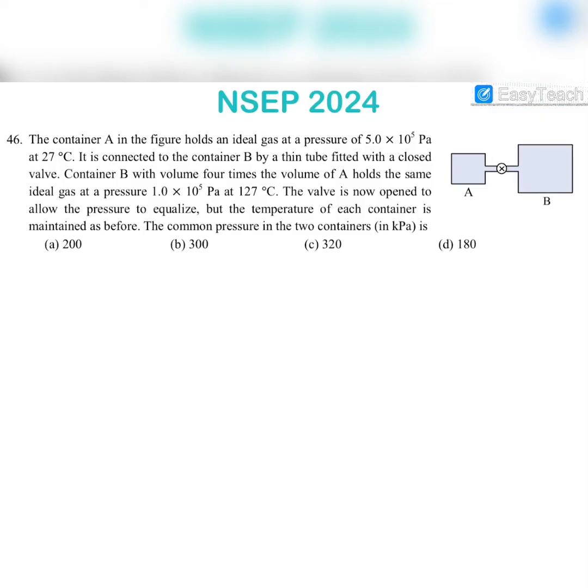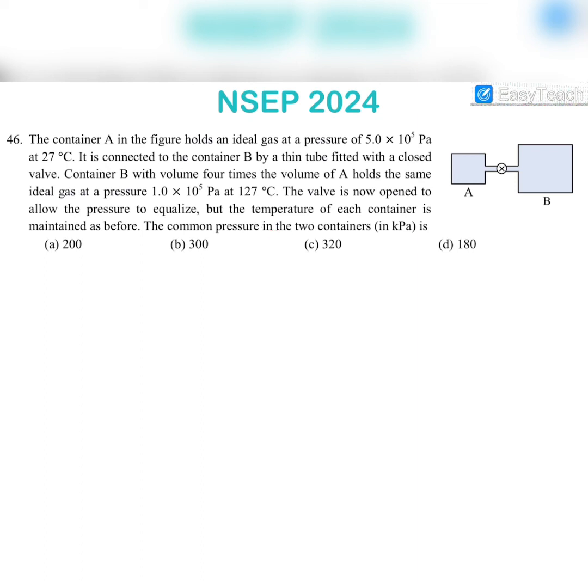In this question, there is a container A which has an ideal gas at a pressure of 5 into 10 raised to power 5 pascals at 27 degrees Celsius. And it is connected with the beaker B with a tube that is having a valve, and beaker B has a volume 4 times that of A, and it has a gas at pressure of 1 into 10 raised to power 5 pascals at 127 degrees Celsius. Now this valve is opened and the pressure is allowed to equalize. The temperature of each of the containers is maintained at the initial temperature. So we have to find out the common pressure in the two containers.